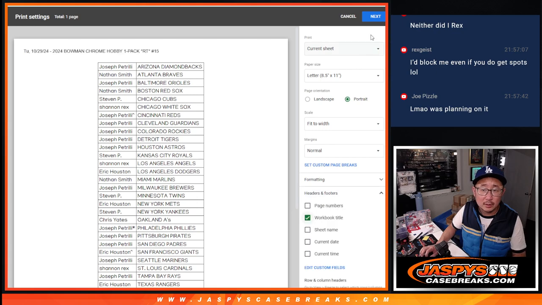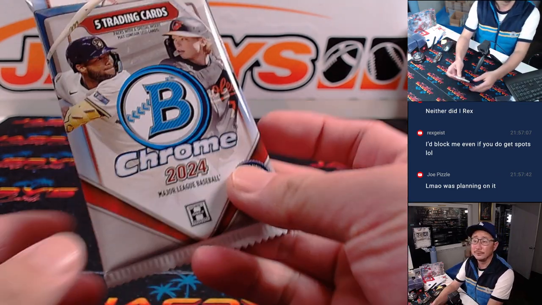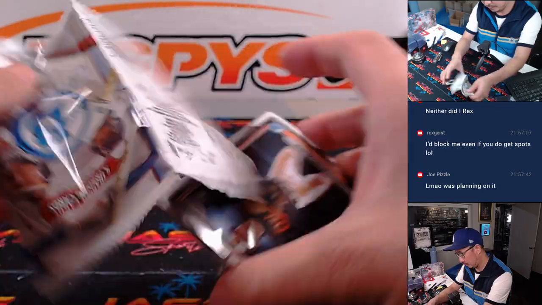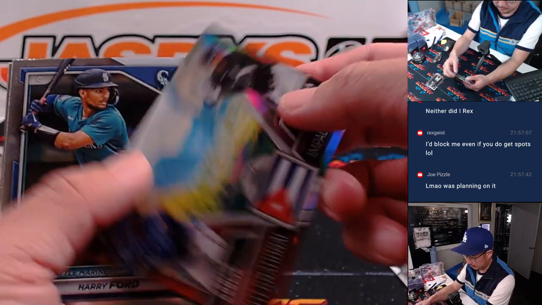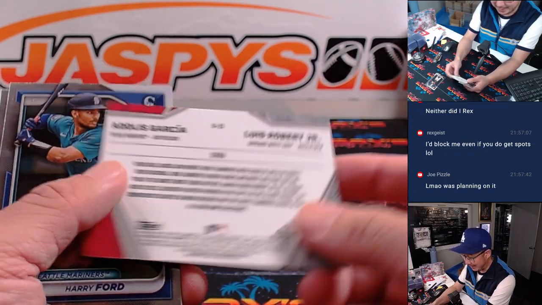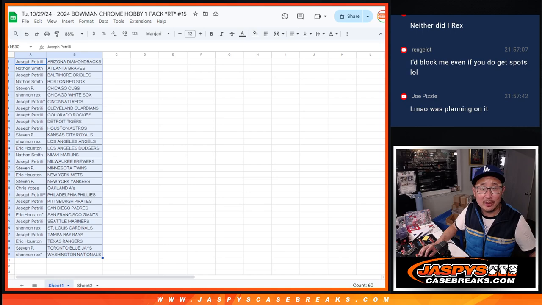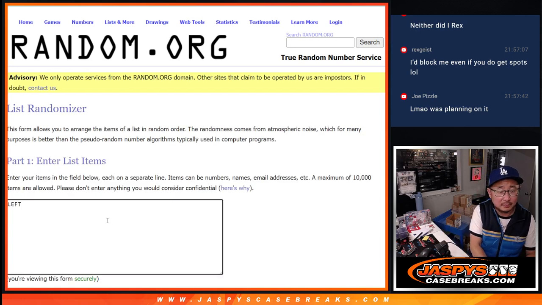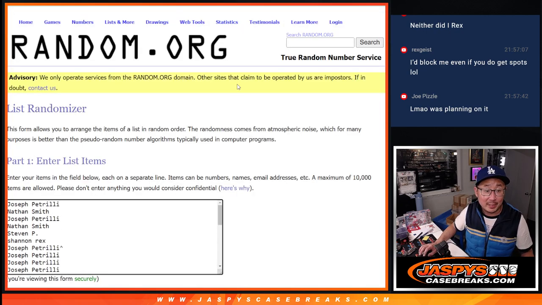And let's print. We got international, I guess we have to randomize this, international impact. All right, so let's flip back over here. Actually, let's get Texas, Chicago White Sox. And of course, everyone's got a shot at those spots in the 2018 Bowman baseball break.